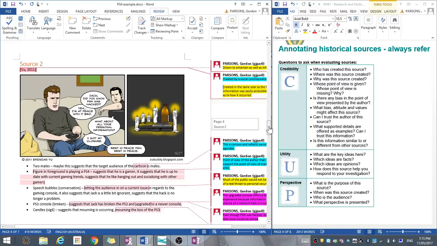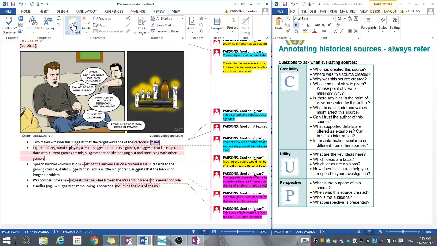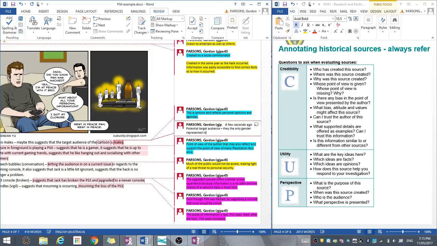So who is the audience for this? Now, we could say that it is for males. So let's highlight males here. We'll add a comment and just type in why we think that. They're the only gender represented in the cartoon itself. So let's highlight that. And bam, there we go.